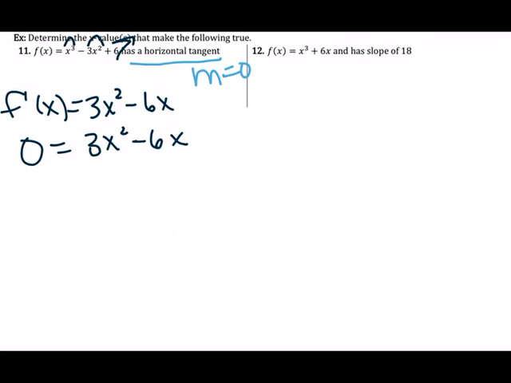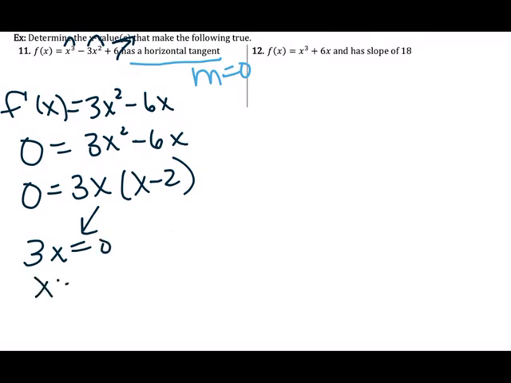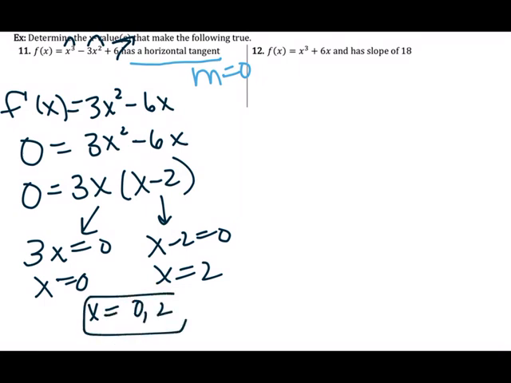If I want to solve this, I notice that I have a greatest common factor here of 3x, and if I factor that out, I get 3x times x minus 2. So I want to know, where is 3x 0? Well, that's true when x is 0. Where is x minus 2 0? That's true when x equals 2. So the answer to this question is when x equals 0 or 2. That is when we have a horizontal tangent.